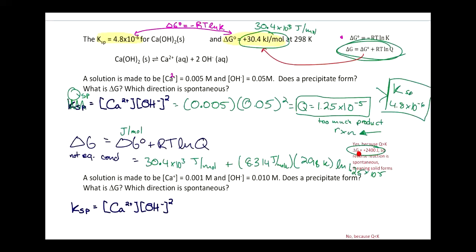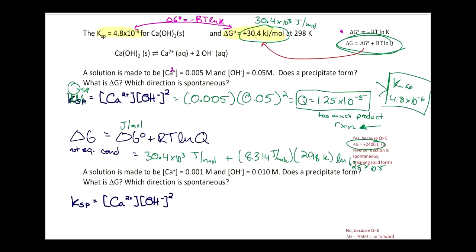And so that is consistent with the reaction moving backwards. You have too much product. When Q is larger than K, the reaction goes in reverse. So delta G without the naught is a positive number. So let's do the opposite direction now.